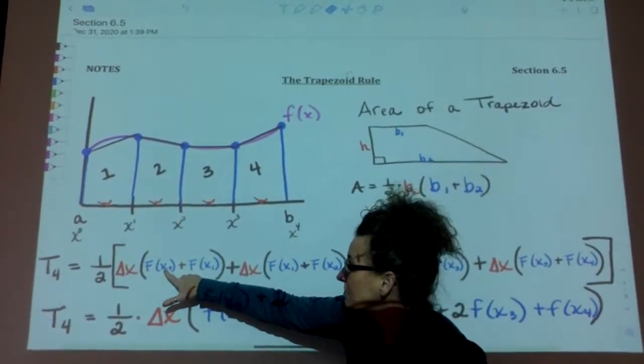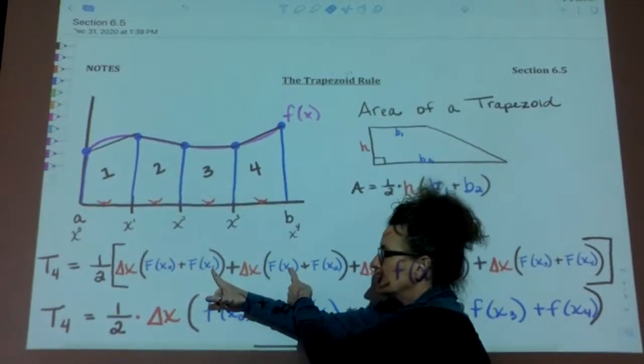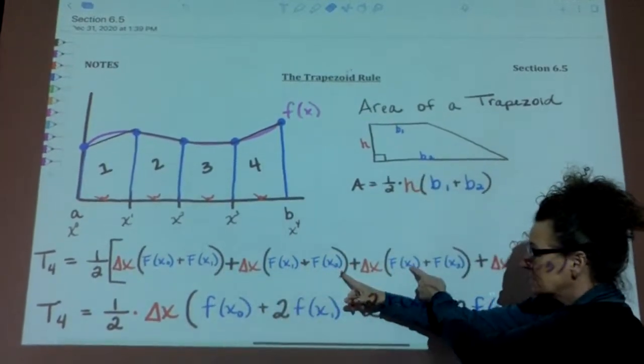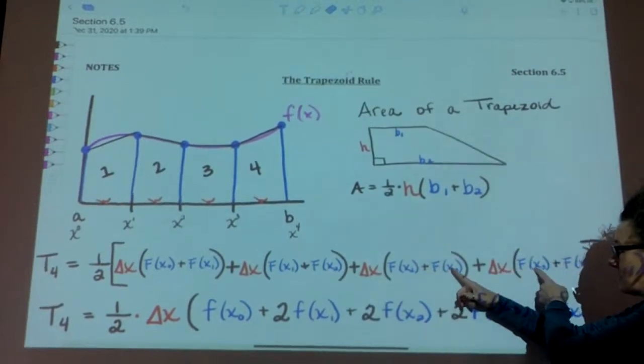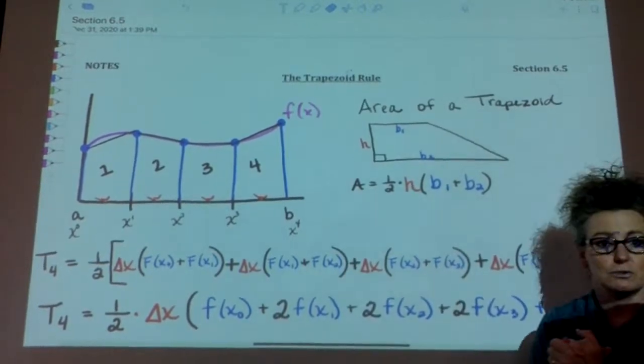This is only used once. X sub 1 is used twice. X sub 2 is used twice. X sub 3 is used twice. X sub 4 is only used once.